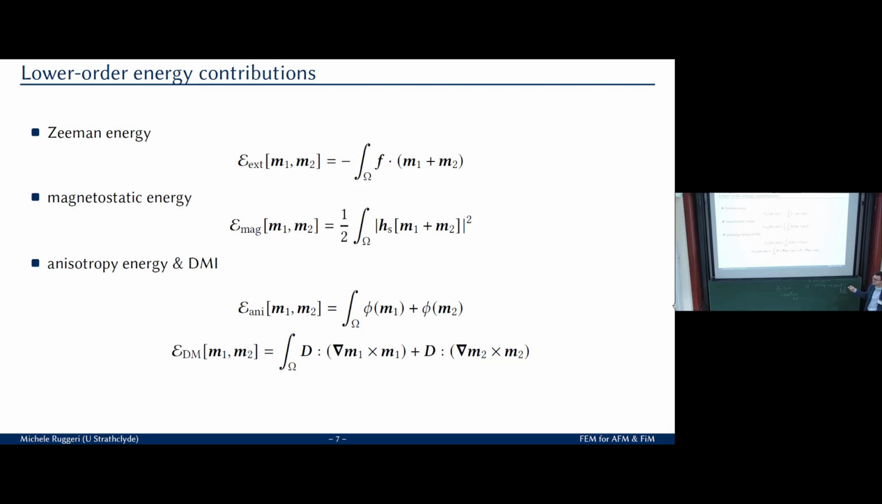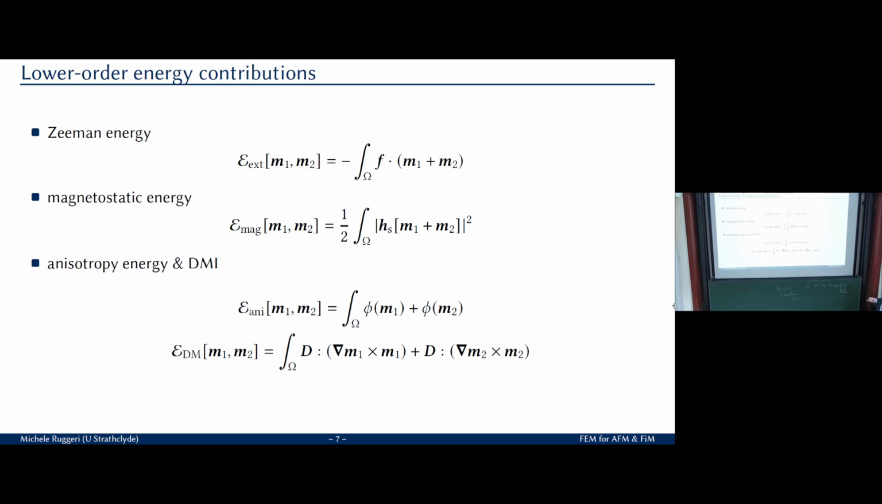So if phi here is, say, the anisotropy function incorporating information about the easy axis of the material, usually they consider separately the two, so one for M1 and one for M2. And similarly for the Dzyaloshinskii-Moriya interaction, so D here is, say, the spiralization tensor, which for instance for bulk DMI is just the identity up to a constant.